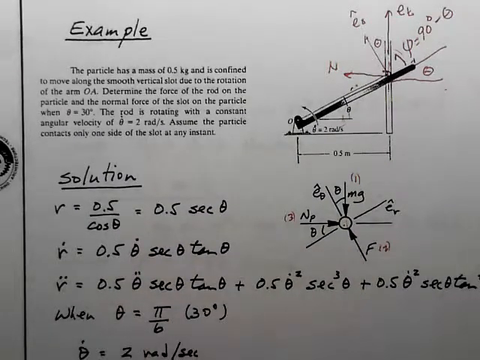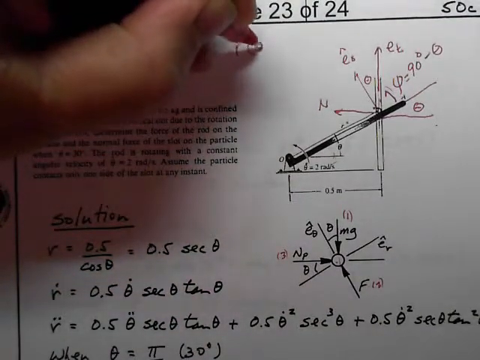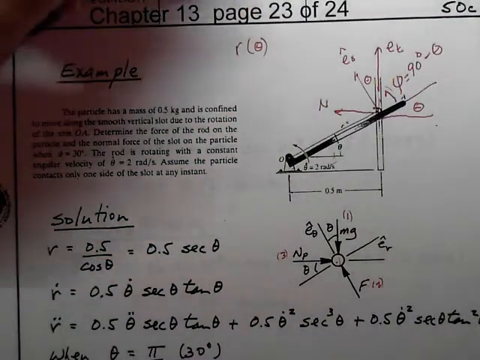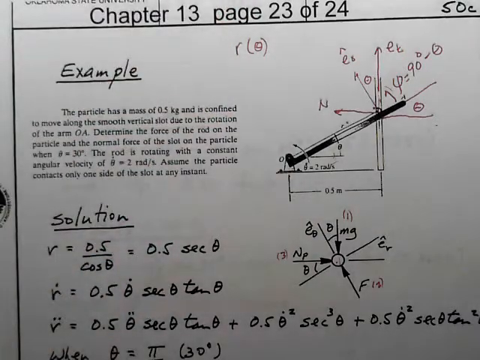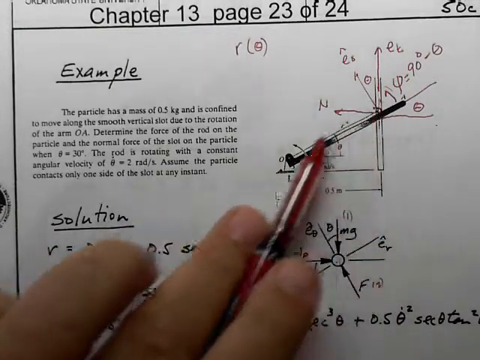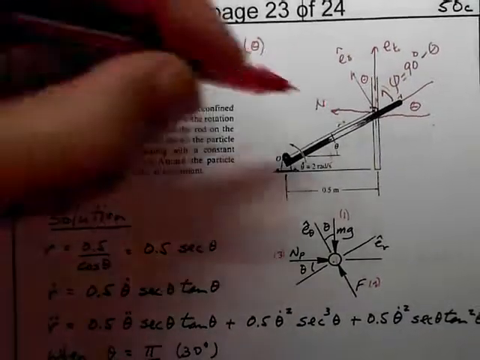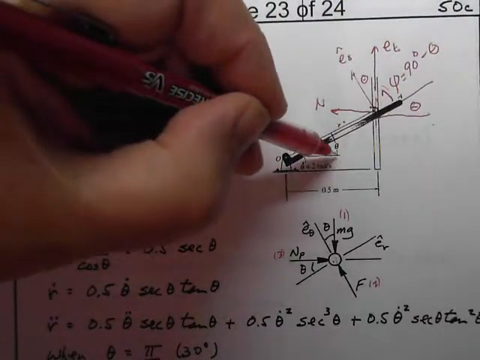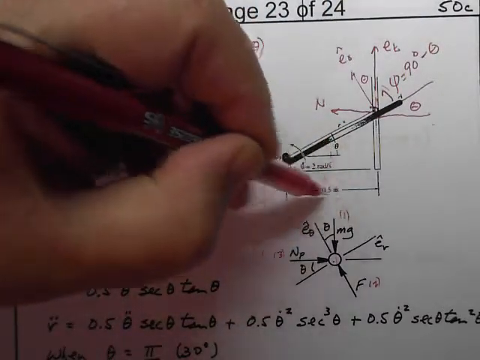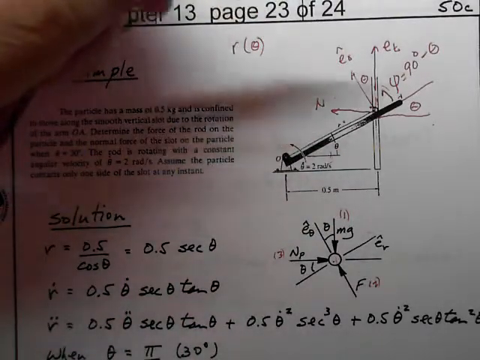Okay, now we need r of theta if we're going to make any progress, because we're going to need to take derivatives of this with respect to time. We were not given r of theta as an equation, but because this geometry always forms a triangle, then we can say that this distance r is related to this angle theta and is related to that total distance of 0.5 meters, okay?